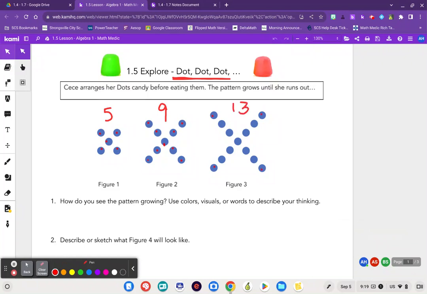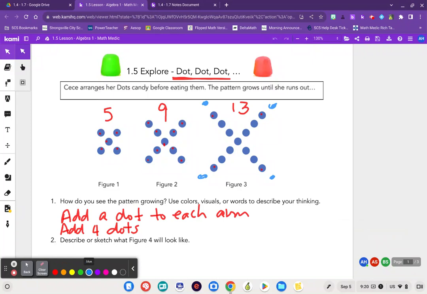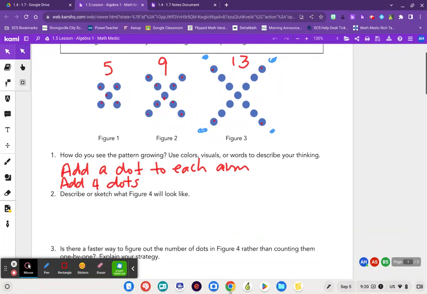So how do you see the pattern growing? I see that we're adding a dot to each arm, which means that I'm adding 4 dots each time. Right, and so describe or sketch what figure 4 would look like. Well, figure 4 is going to look like figure 3, but it's going to have one more dot on the end of each arm. Or we can say, hey, figure 4 had 13 plus 4 more is going to get me 17 in figure 4.